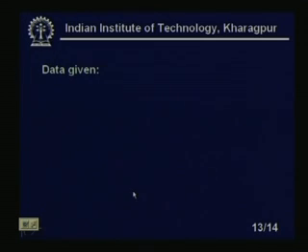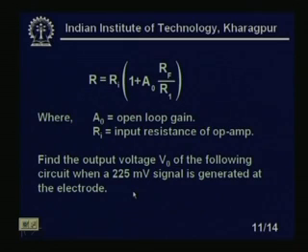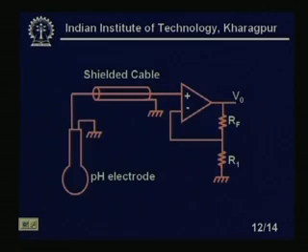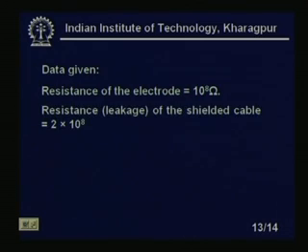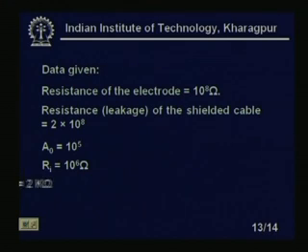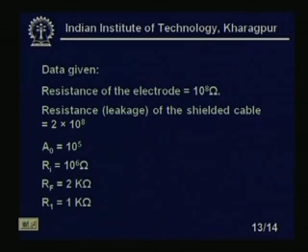Now, the data given. Find the output voltage V naught of the following circuit when a 225 millivolt signal is generated at the electrode, a very small signal. The resistance of the electrode is 10 to the power 8 ohm, the leakage resistance of the shielded cable is 2 into 10 to the power 8 ohm, the open loop gain A naught of the amplifier is 10 to the power 5, the input impedance Ri is 10 to the power 6 ohm, Rf is 2 kilo ohm and R1 is 1 kilo ohm. Now let us look at the solution.